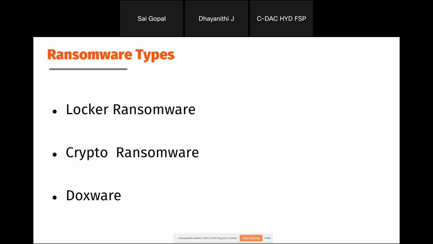Now I'll go through the different types of ransomware. There are mainly three types: locker ransomware, crypto ransomware, and doxware. Locker ransomware is an earlier variant of ransomware. During the evolution of ransomware, most of the early ransomware fell into the locker category.